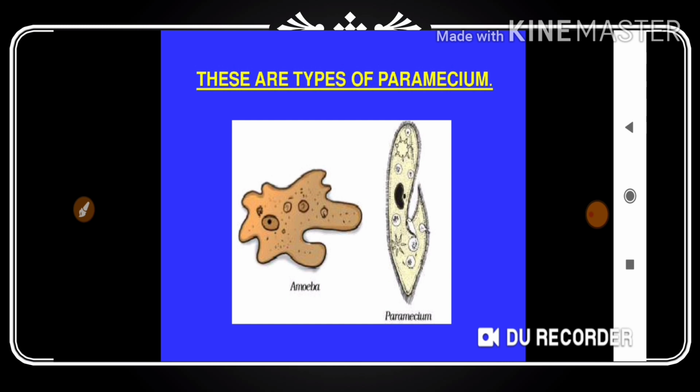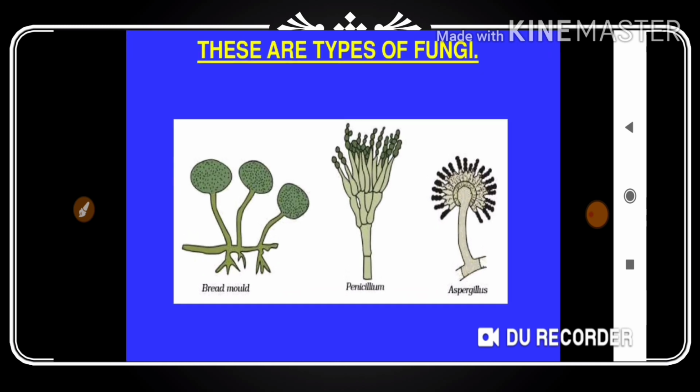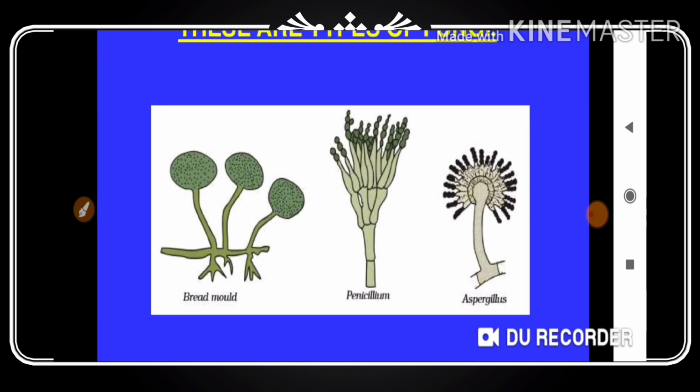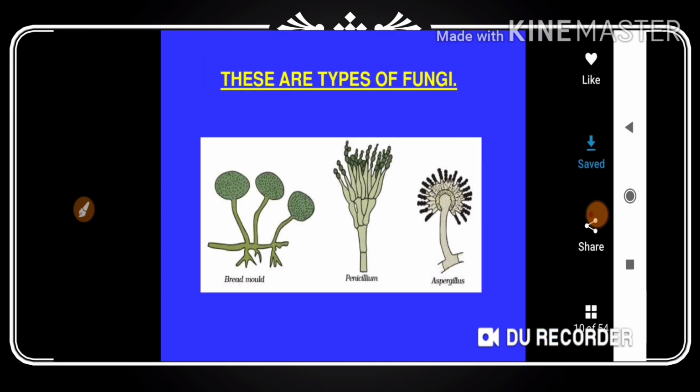These are also microorganisms. These are the types of fungi, that is bread mold, penicillium and aspergillus. So these are the kinds, you can see that. I will zoom in a little bit on this: bread mold, penicillium and aspergillus. These are also kinds of fungi. So these we can also call microorganisms.